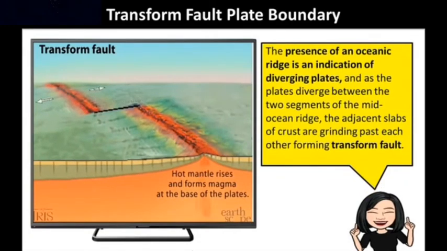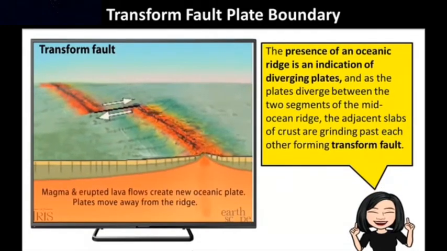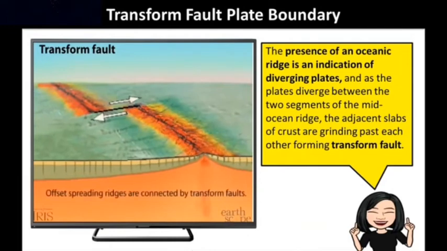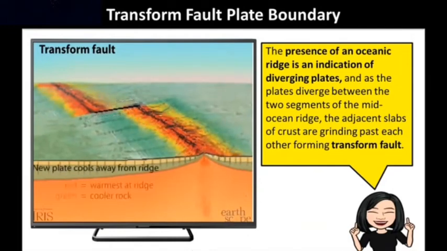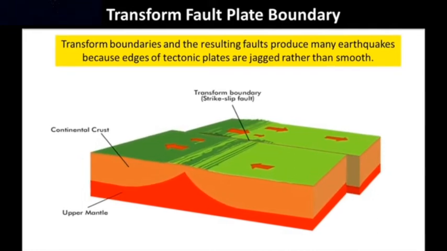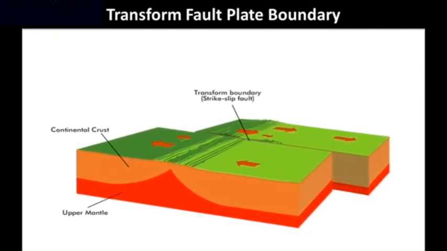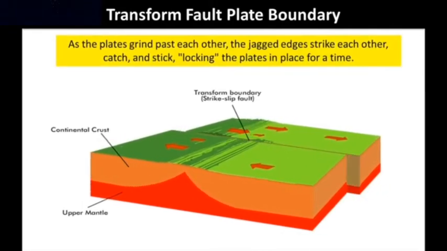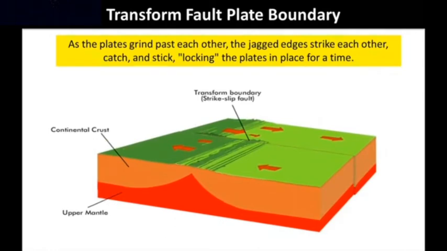The presence of an oceanic ridge is an indication of diverging plates, and as the plates diverge between the two segments of the mid-ocean ridge, the adjacent slabs of crust are grinding past each other, forming transform fault. Transform boundaries and the resulting faults produce many earthquakes because edges of tectonic plates are jagged rather than smooth. As the plates grind past each other, the jagged edges strike each other, catch, and stick, locking the plates in place for a time.